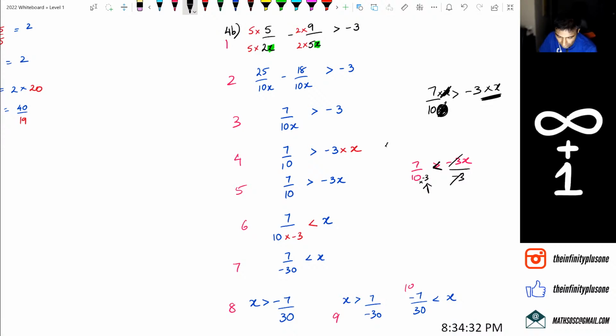At line 6, why is it not positive 3? At line 6 it's not positive 3 because, well, you could do it that way as well. You could have done it this way: from line 6 you could have gone 7 over 10 times 3, which is negative x, because the negative is still going to be at the top there. So we get 7 over 30, which is greater than negative x, and then you still have to get rid of this negative sign. So when you bring the negative sign here, the sign flips. I'm just trying to do all of that in one step.